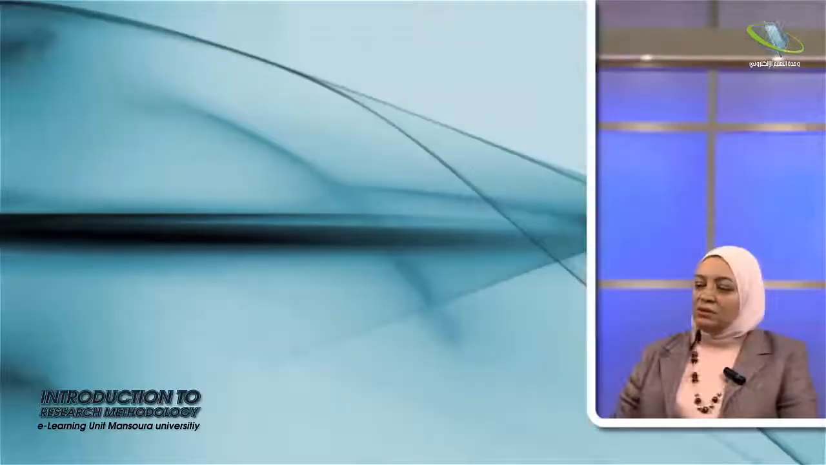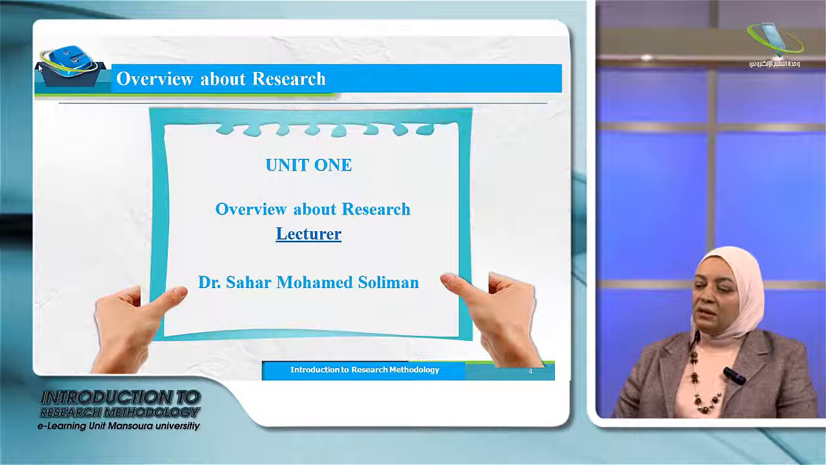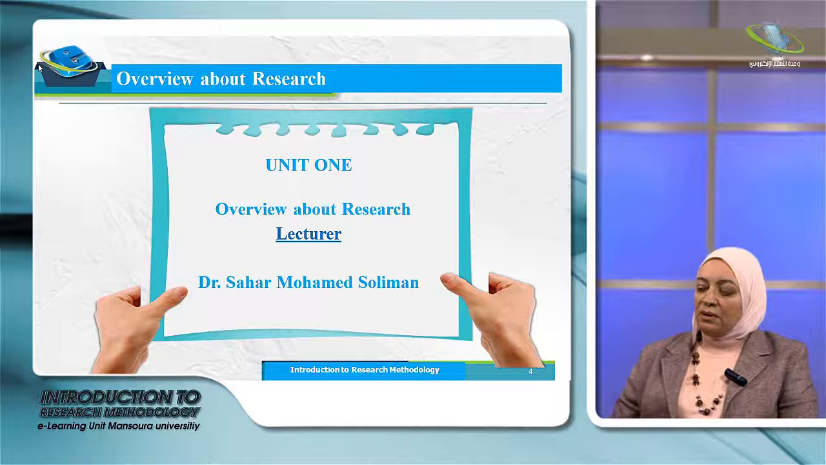First of all, I will talk about a very important issue for you, which is the course specification. The total marks are 200: 60 for semester activities, 40 for semester written exam, 20 for oral exam, and 80 for written exam. The course contains 6 units: overview about research, research process, research designs, including observational and experimental design, data collection tools and methods, sampling, and research ethics.